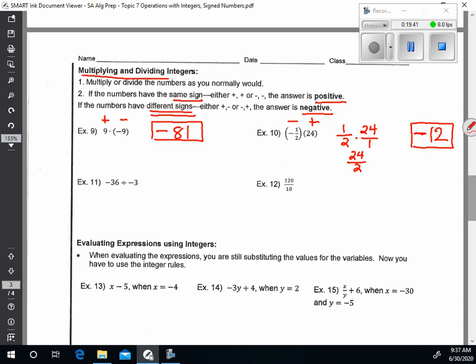Example 11, -36 divided by -3. So a negative divided by a negative is positive. So 36 divided by 3 would be 12. So 12 is fine. If you had put plus 12, that's okay too, although you should break the habit of putting the plus sign in front of the number. If there's no sign in front of a number, we know that it's positive.